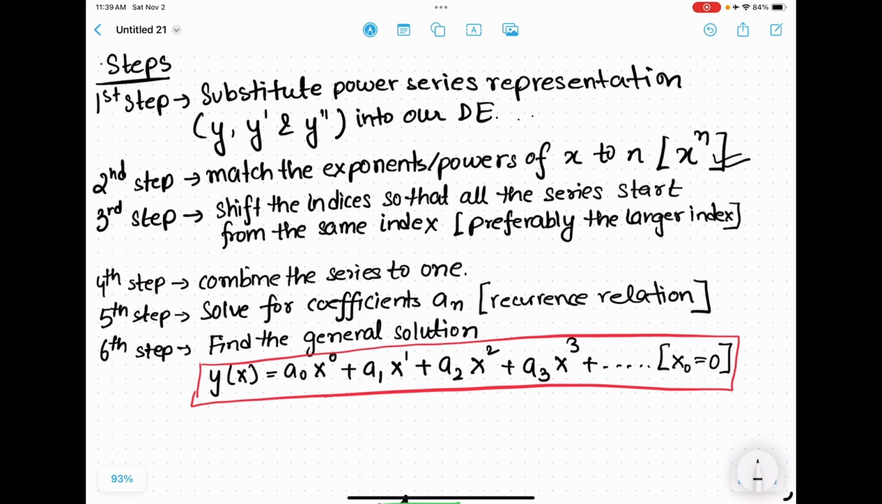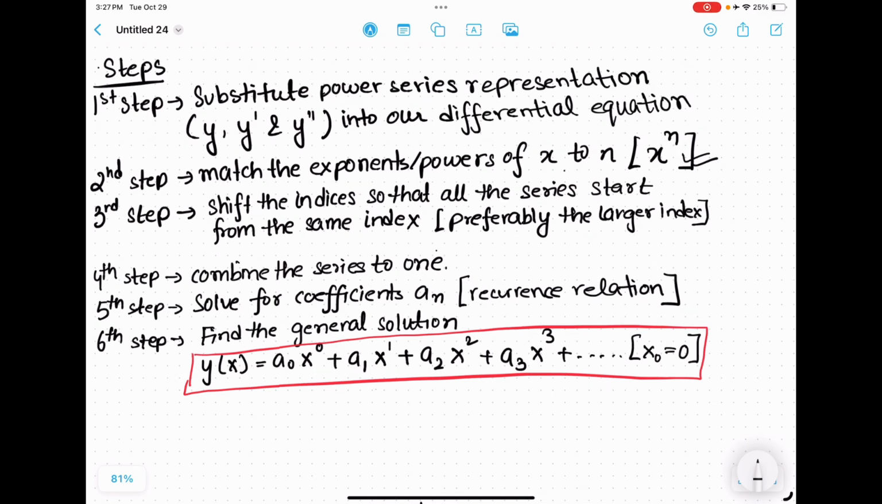Our first step is to substitute the power series representation, y prime, and y double prime into our main differential equation. Now we have completed 7 problems so far, so we're already familiar with the power series representation for y, y prime, and y double prime. Our second step is to match the exponents or the powers of x to n.